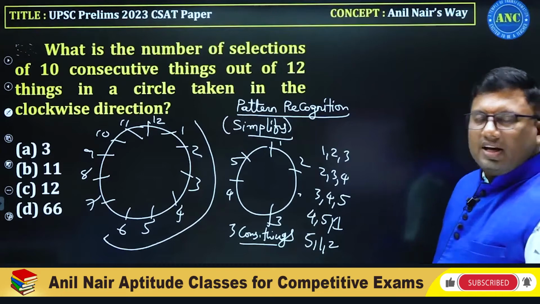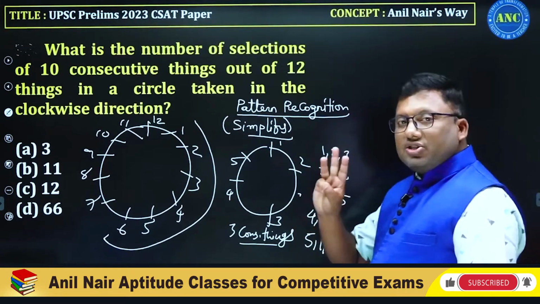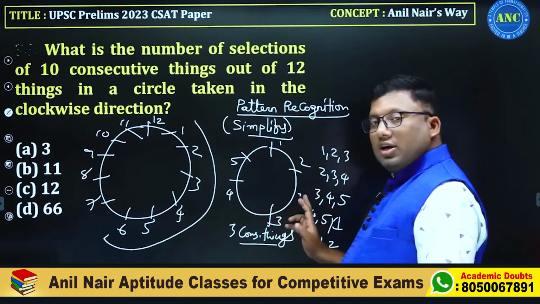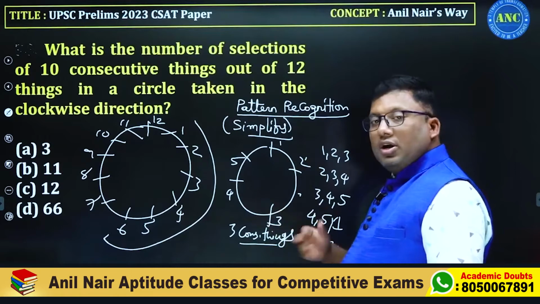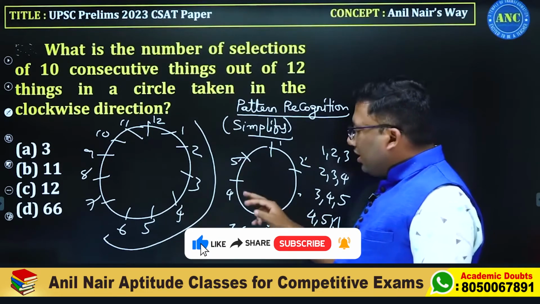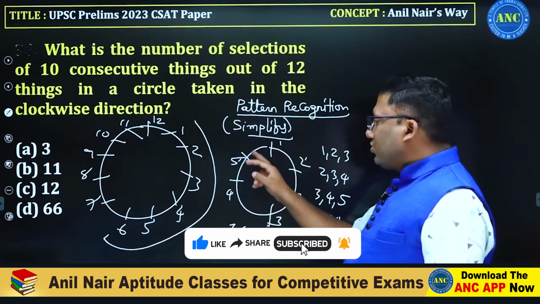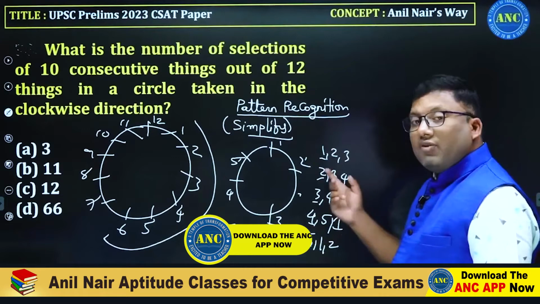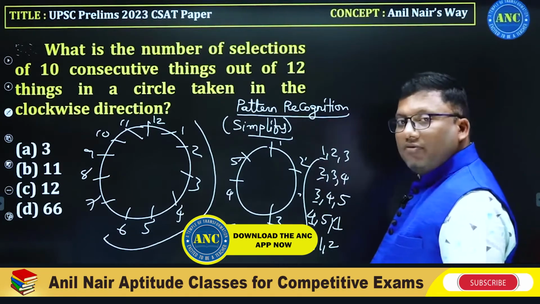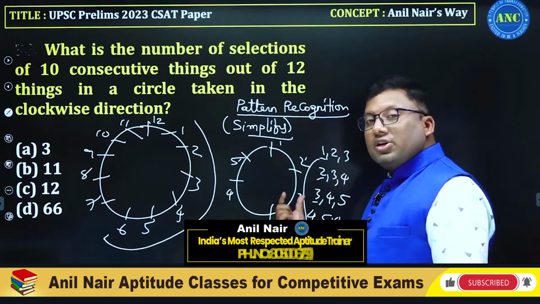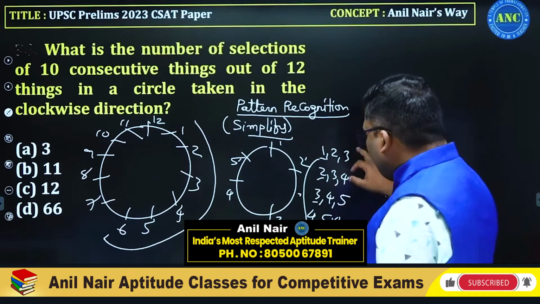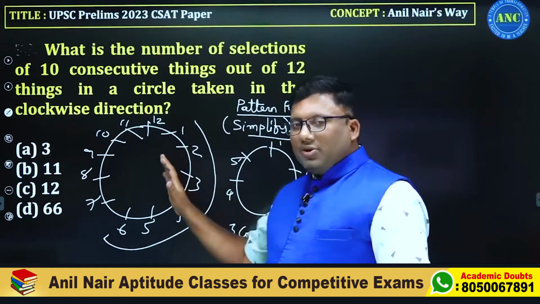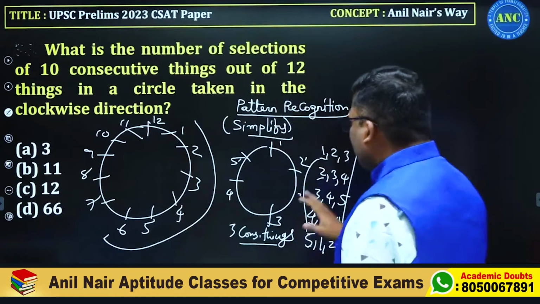I hope the idea is clear. Starting with 1, write 3 consecutive things: 1, 2, 3. Next is 2, 3, 4, then 3, 4, 5, then 4, 5, 1, then 5, 1, 2. The starting values are different: 1, 2, 3, 4, 5. After that it goes back to 1. That means out of 5 things, if I am picking 3 consecutive things, I got 5 ways.